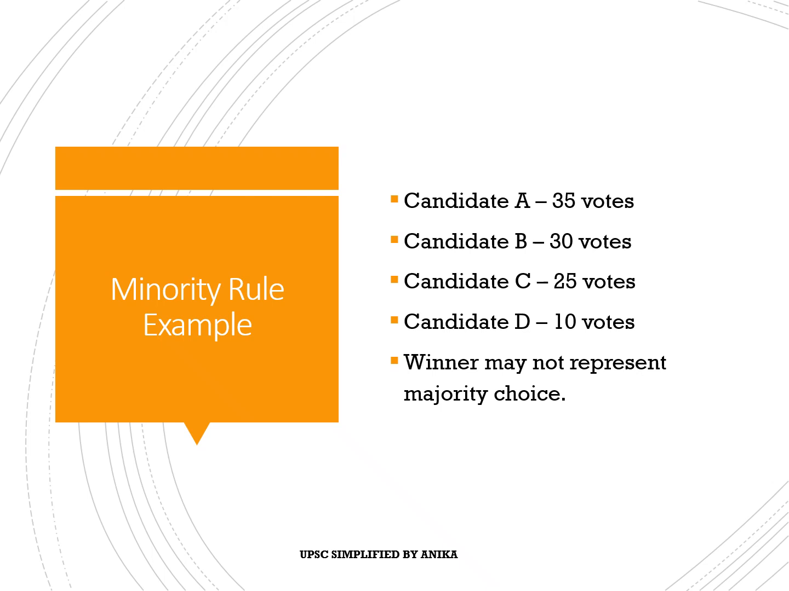Now, I would like to explain this point with an example. So, dear students, suppose in an election, candidate A secures 35 votes, candidate B secures 30 votes, candidate C secures 25 votes, whereas candidate D gets 10 votes. So here, candidate A wins because they received the highest number of votes. However, 65 out of 100 voters supported other candidates. This shows that the winner was chosen by only a minority of voters, not by the majority.